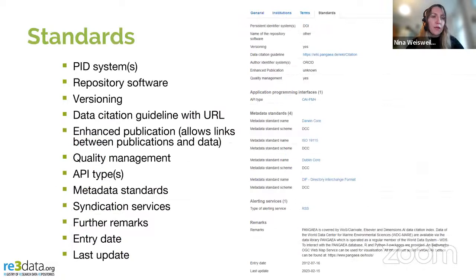And we have standards. So PID systems, I think, is an important part. The kind of software that's being used. Are there any guidelines for data citation? What kind of quality measures? What APIs do they use? All this information can also be harvested via the re3data API. And then, of course, there's information on when the repository was entered and when the last update took place.